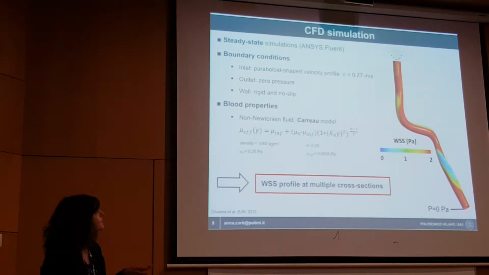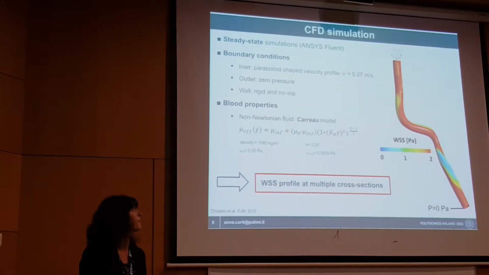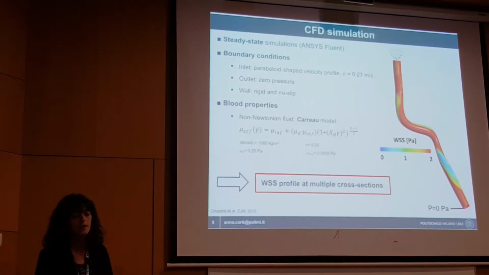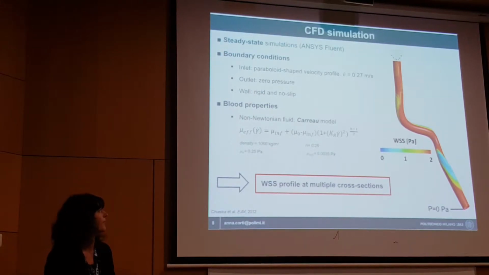At the inlet cross-section, a parabolic velocity profile is imposed with a physiologic mean velocity derived from patient's ultrasound images, while at the outlet cross-section, a reference zero pressure is set. Walls were considered as rigid structures, and no slip conditions were applied.